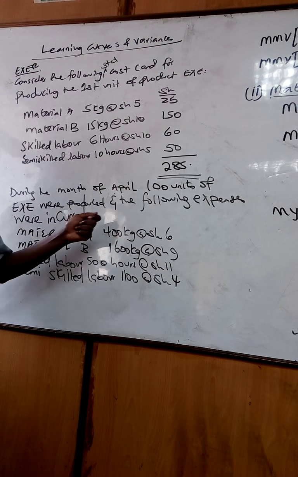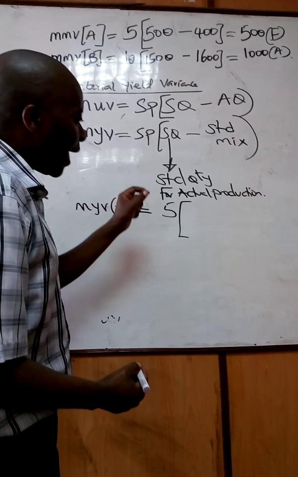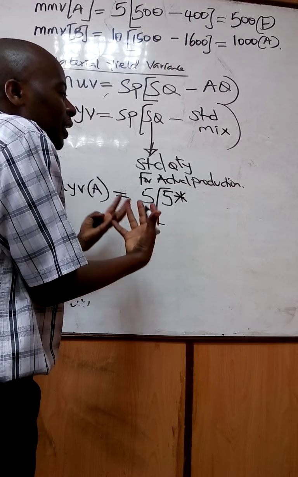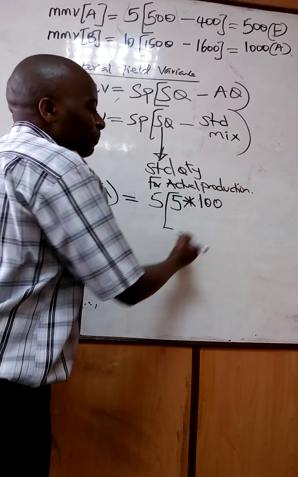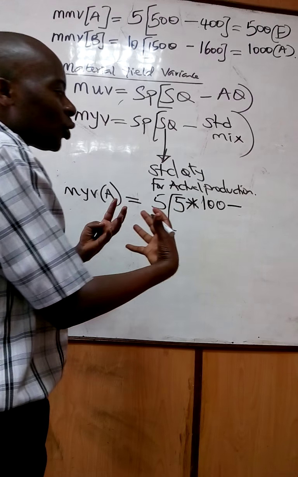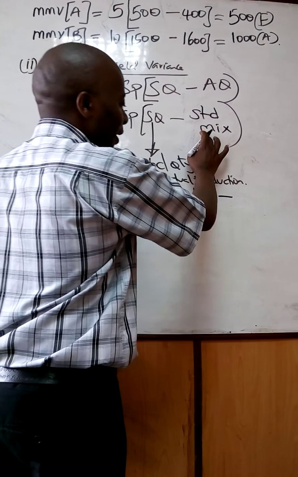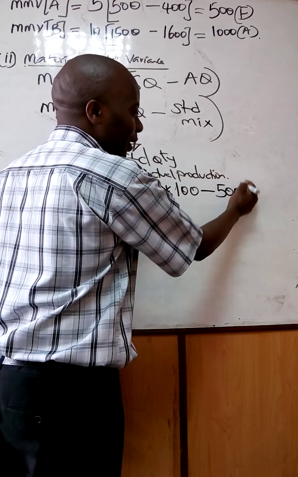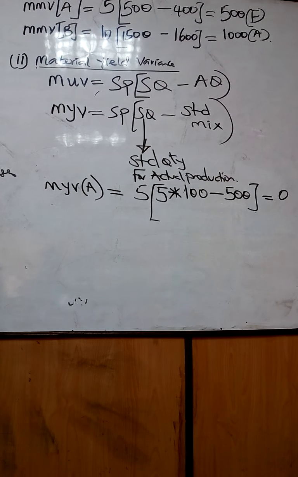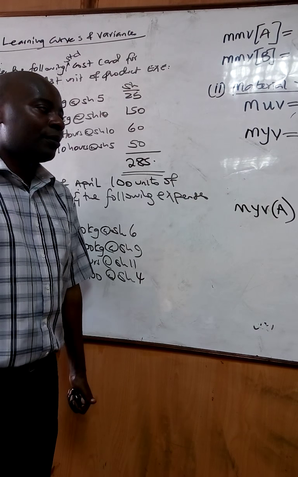During the month of April, we produced how many units here, somebody? 100 units. So then I'll take the standard quantity for one unit times the actual output in the period. So 5 times what here, somebody? 5 times 100, isn't it? Yes. Minus the standard mix. Fortunately, we had computed this. 500. Standard mix was 500. So this will end up giving us what variance, ladies and gentlemen? 0, isn't it? 500 minus 500 is 0. 0 multiplied by anything will be 0.